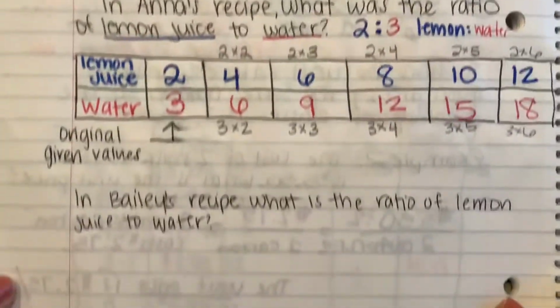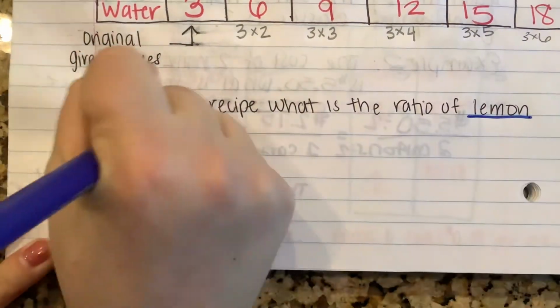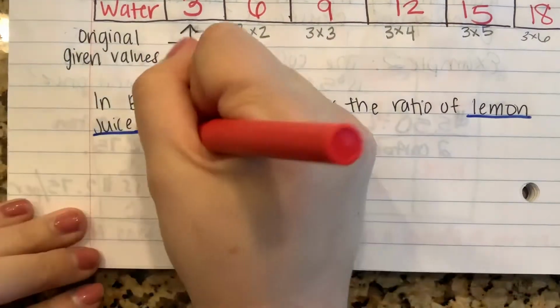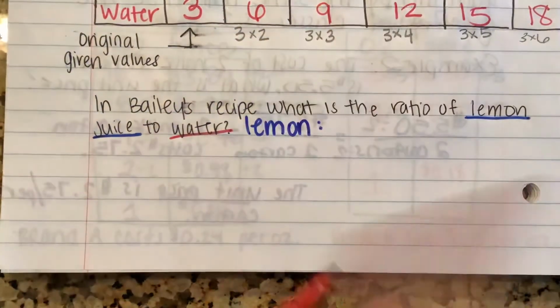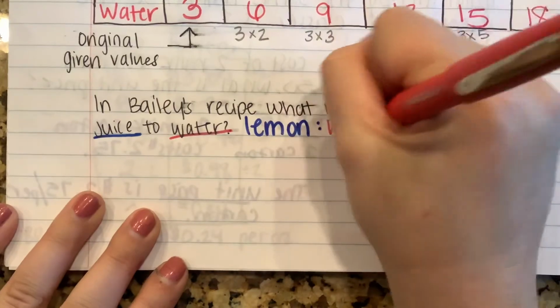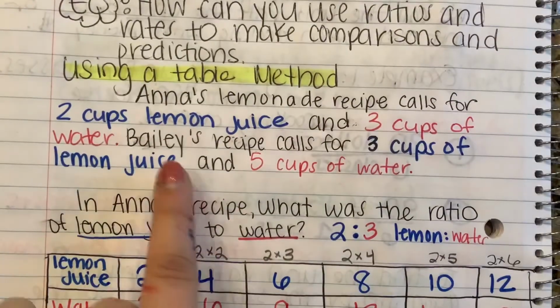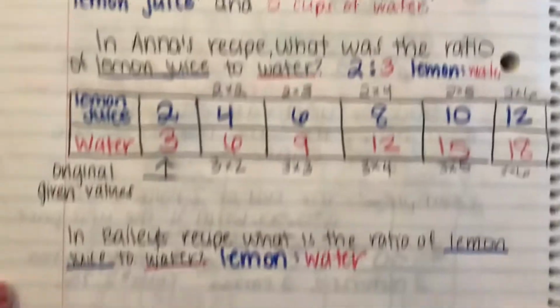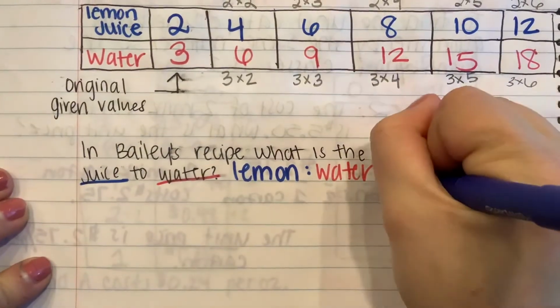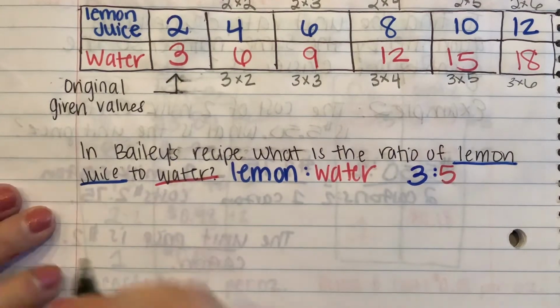Let's take a look at Bailey's recipe. In Bailey's recipe, what is the ratio of lemon juice to water? So again, I can write out showing lemon to water, and yes, I am still color coding. Checking back to my original problem. Bailey's recipe calls for 3 cups lemon juice and 5 cups of water. So our ratio is 3 to 5. Now let's create our table.